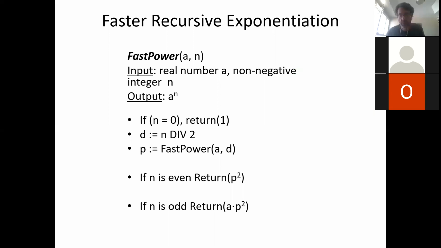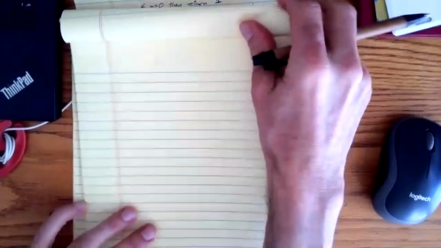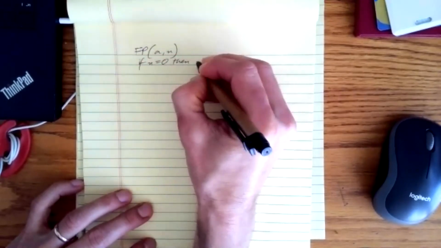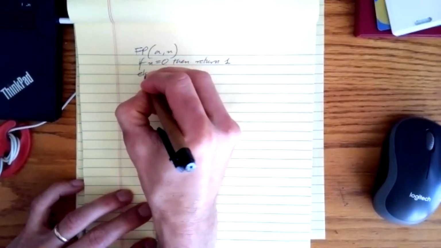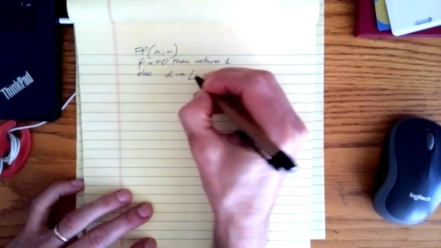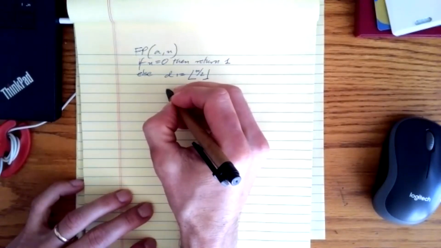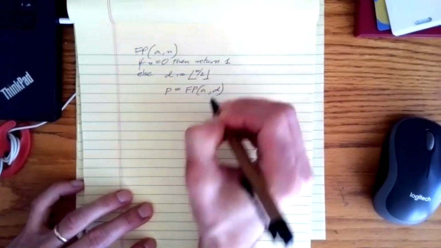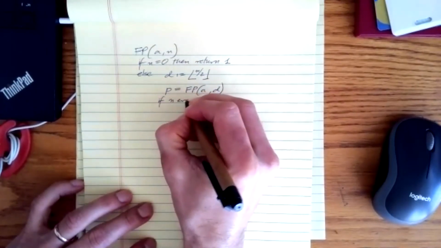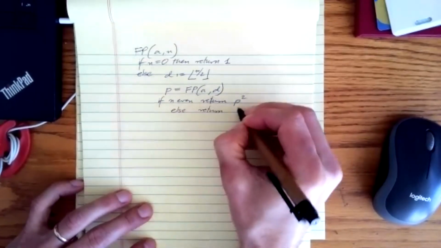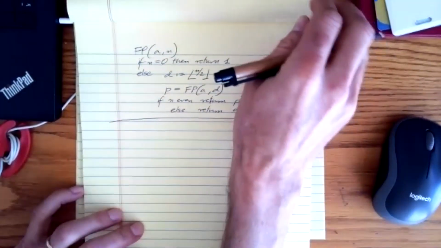Perhaps it's not such a bad idea to just do it on paper, right? So FastPower a to the n: if n is 0, then return 1, same as before. And else, compute d as the floor of n over 2. Okay, so that is a div-2 operation. And then compute p, which is FastPower a to the d. And then if n is even, return p squared, and else, if n is odd, return a times p squared.